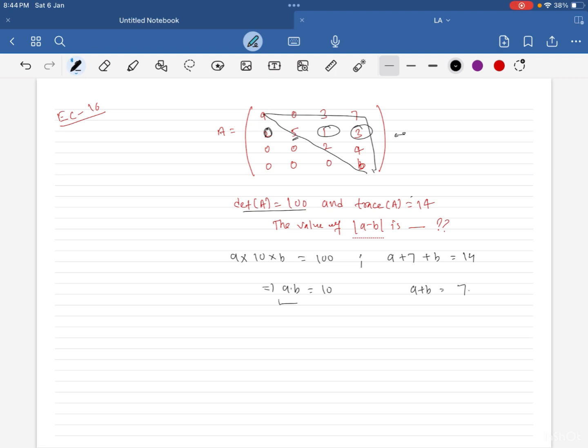So what numbers multiply to give 10 and add to give 7? That is 5 and 2. If you multiply, it will be 10, and if you add, it will be 7. So A is 5 and B is 2. So A minus B would be 5 minus 2, that is 3. So 3 is the answer for this question.